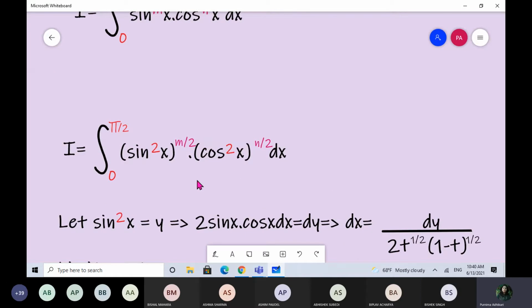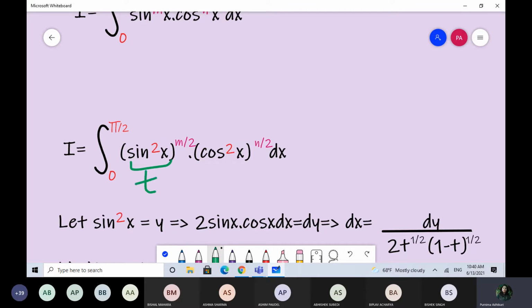Okay, so after this we are going to make a substitution. So let us assume, I'm assuming it to be y. Let's say sine square x is equal to y. Then it implies that differentiating both sides, you will get 2 sin x cos x dx equals dy.